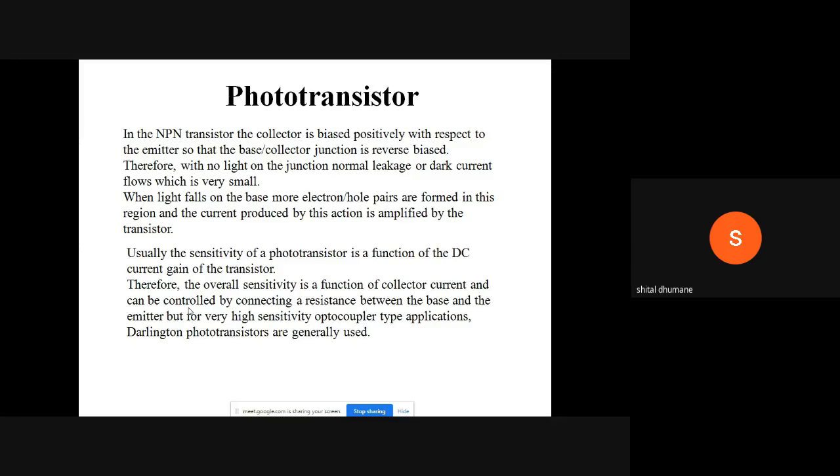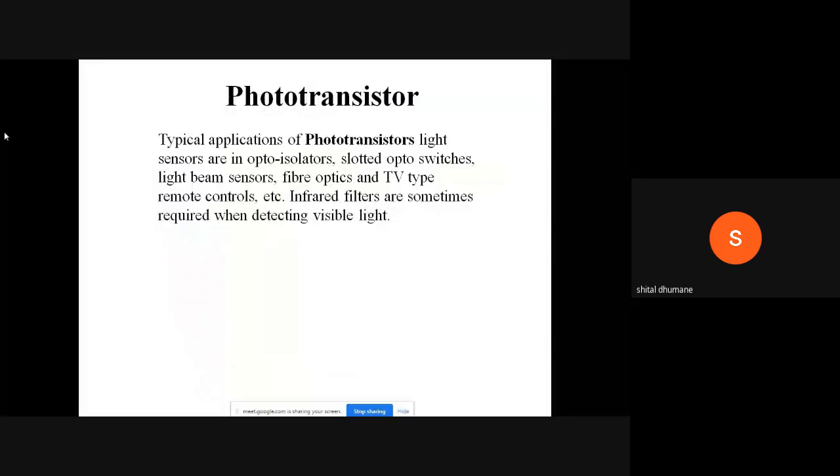But for very high sensitivity optocoupler type applications, Darlington phototransistors are generally used. So for high sensitivity optocoupler type applications, Darlington phototransistors are used. With this single NPN transistor, you can make a Darlington pair of that phototransistor, and that will be connected in the circuitry. So for very high sensitivity, that Darlington pair will be used.